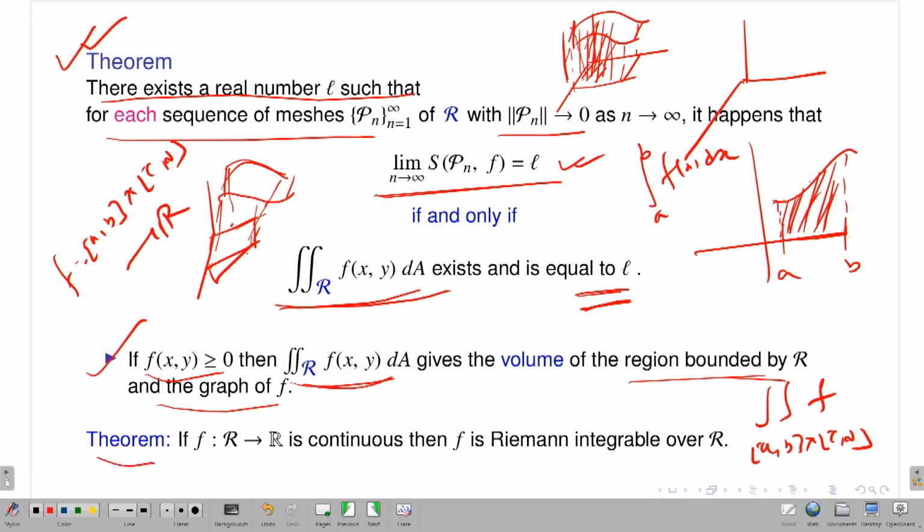Okay. So, there is another theorem I have discussed. If my function is nice, I mean continuous, that is, if my function is continuous, then f is Riemann integrable over R, where R is a bounded rectangular region. This is a kind of sufficient condition. If my function is continuous, then my function is Riemann integrable on R.